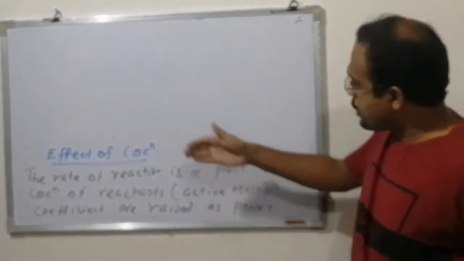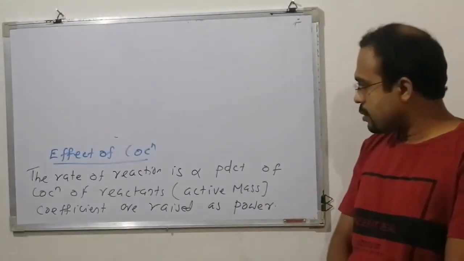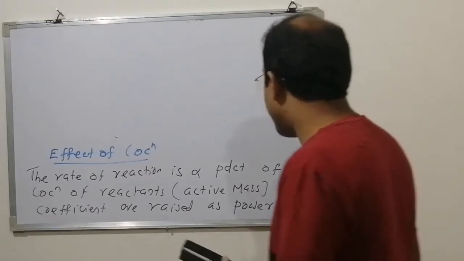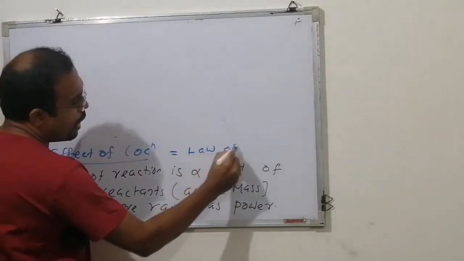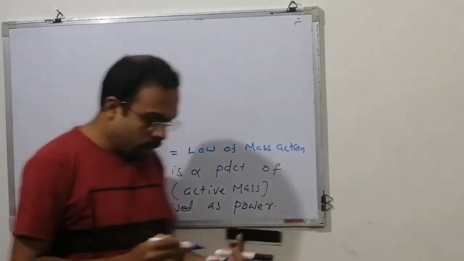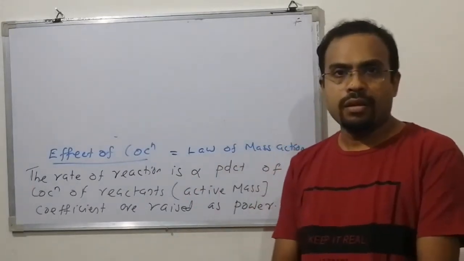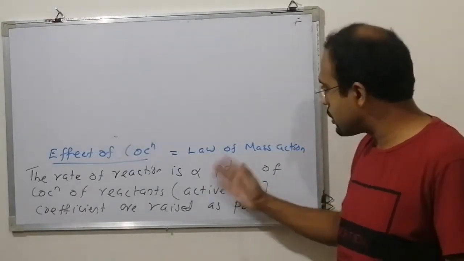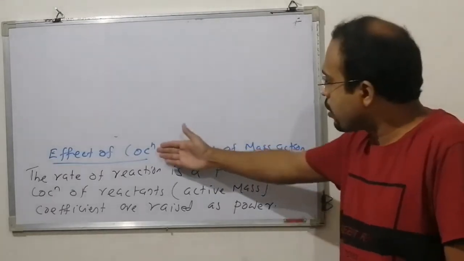The effect of concentration on rate of reaction has been beautifully articulated, beautifully defined by law of mass action. Do you remember this? I think you have learned the law of mass action in chemical equilibrium chapter. If you don't remember, please refer it and get the idea. Anyway, I will discuss it in short, in the way we can understand the effect of concentration.